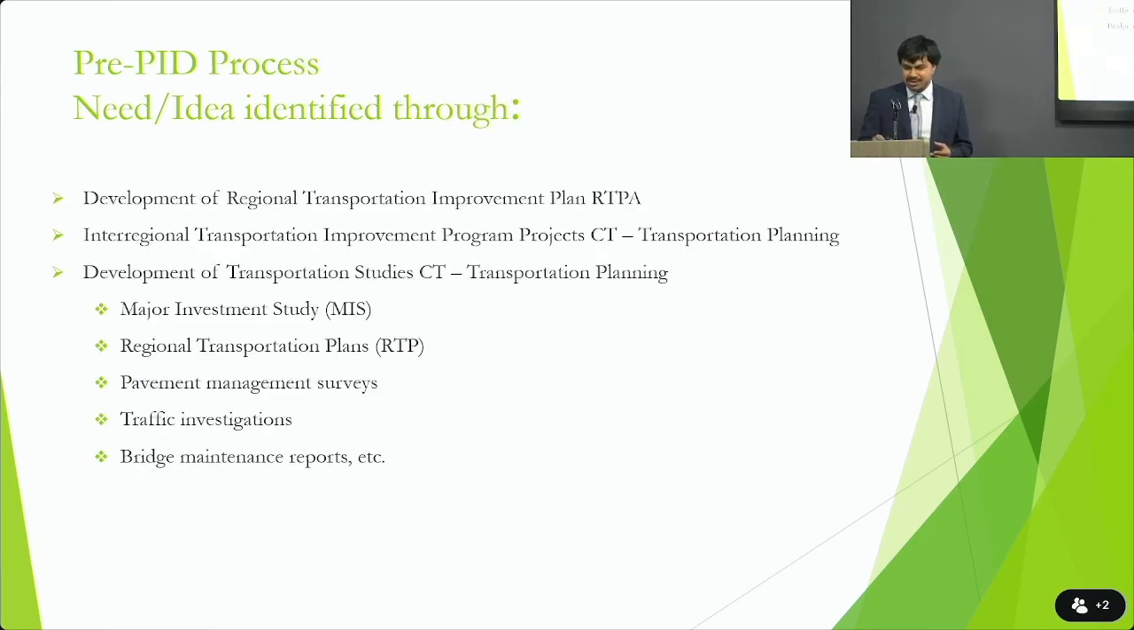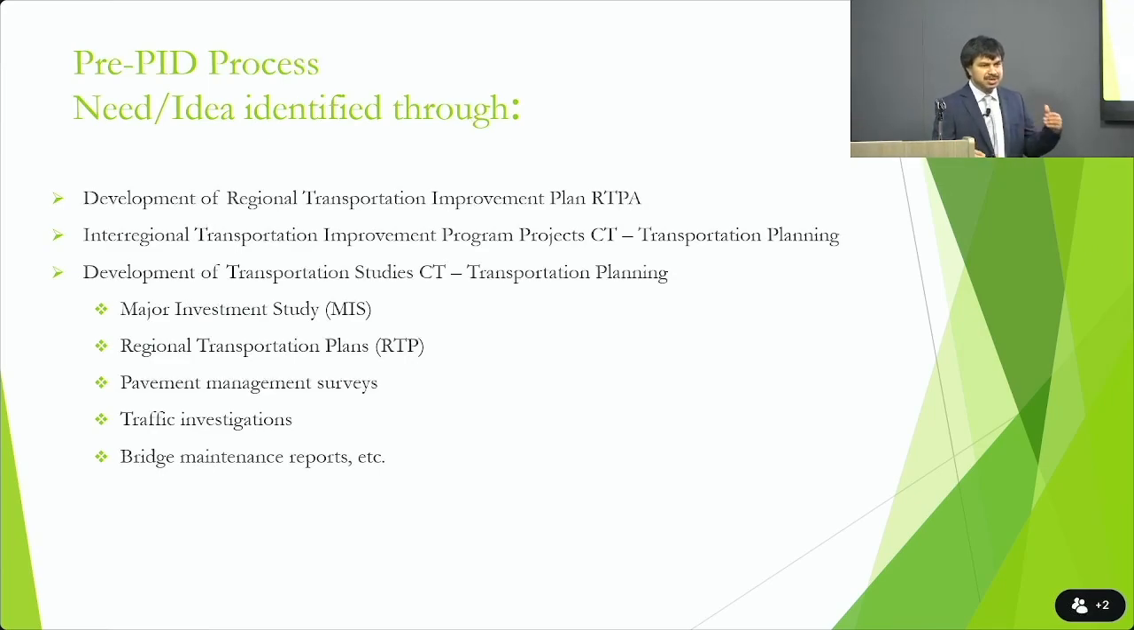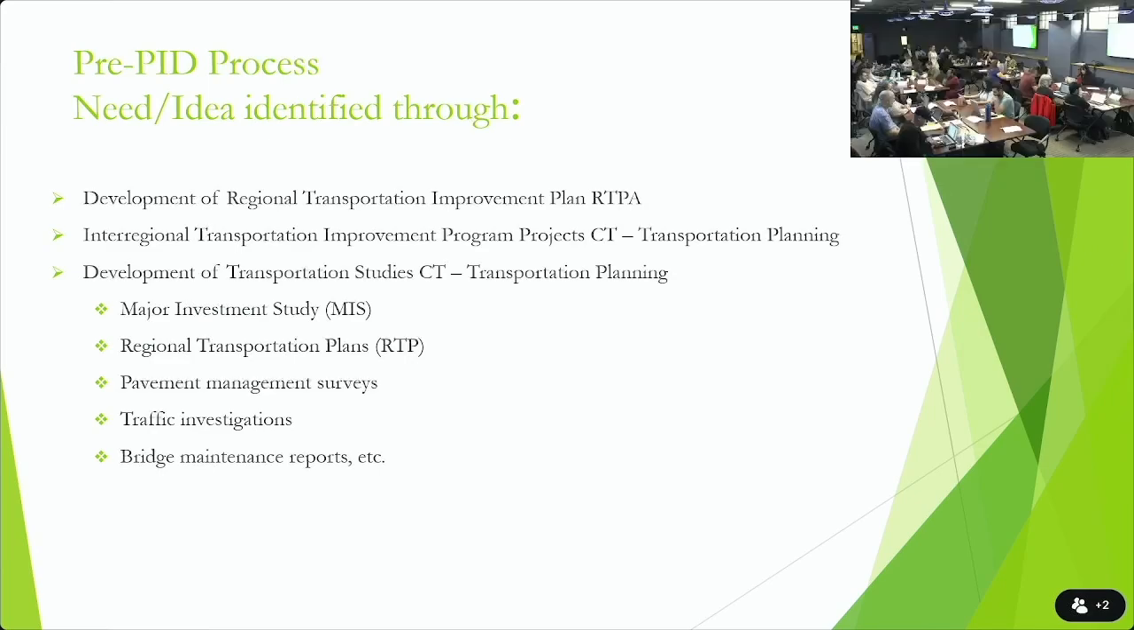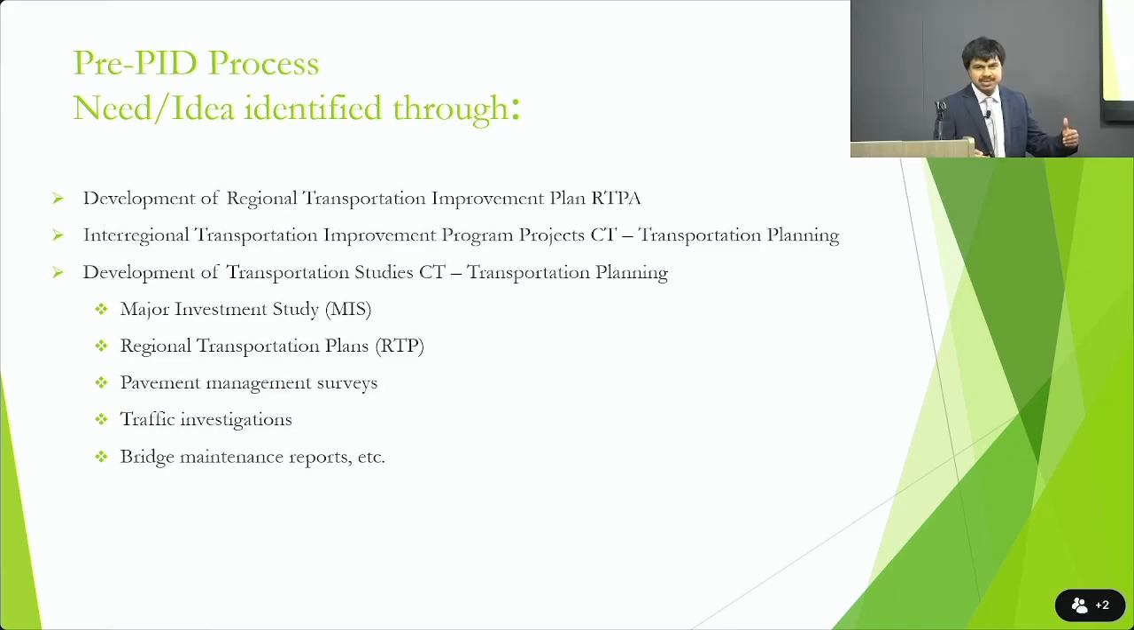And then how do they do it? These are the several documents that they generate that trigger ideas that will become projects at some point in the future. So the common documents are Regional Transportation Planning Agency documents, or inter-regional transportation improvement program projects. And then many of us are familiar with traffic investigations as well as the bridge maintenance reports. These are the triggers that allow us to consider something as a project. This is where we do the frequent yearly bridge inspections that trigger the bridges that have to be prioritized to be considered as a project.